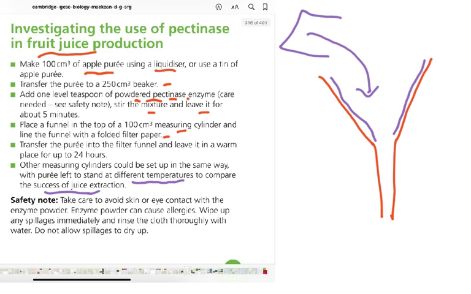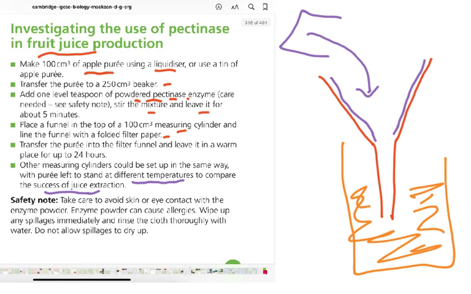Now what we're really looking at is how much juice we got out of this apple puree. Did we get 50 cm³, 60 cm³, 80 cm³? Because what is it going to do? It is going to break down the cell walls and the cell membranes and everything. The pectinase is going to remove all that so that the juice from inside can all come out. So it is the use of pectinase in fruit juice production.